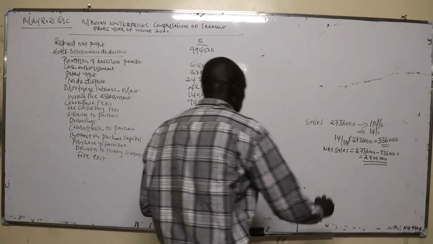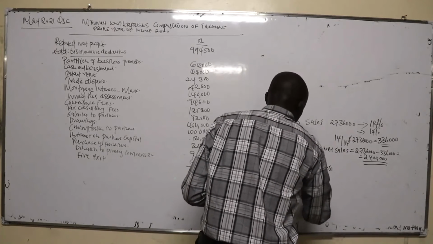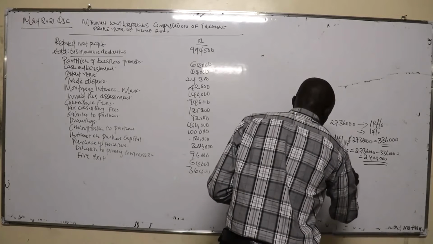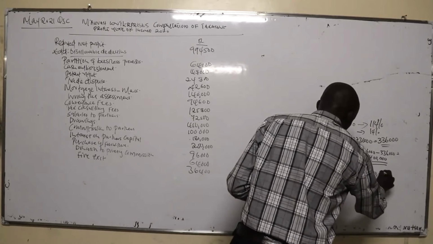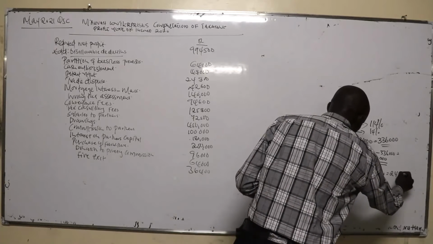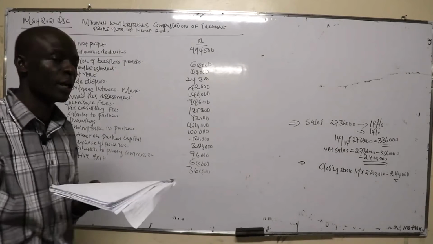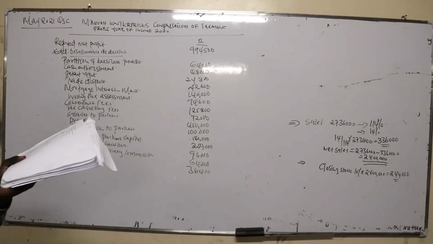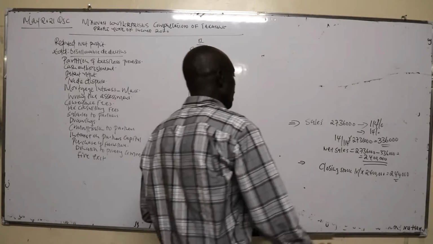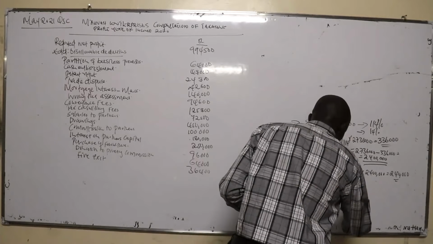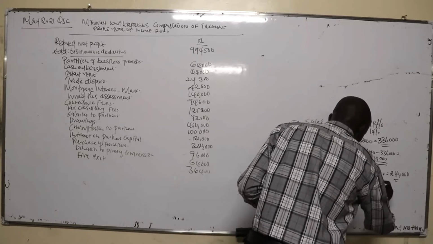So closing stock here. We are dealing with note number 1. Closing stock here is going to be 10% of 2,400,000, which is the same as 240,000. So that is the closing stock, 240,000. It has been overstated by 20%. So this figure of 240,000, which is the closing stock, is overstated by 20%.